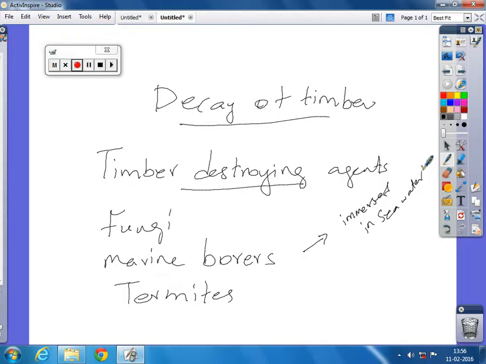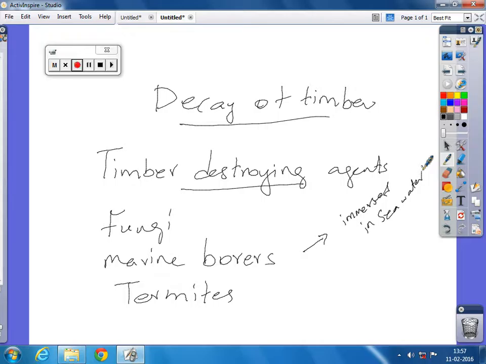You want me to dictate, or you will write it later, or you will get the notes, or you want me to dictate the whole decay of timber? Okay, let me finish explaining everything.